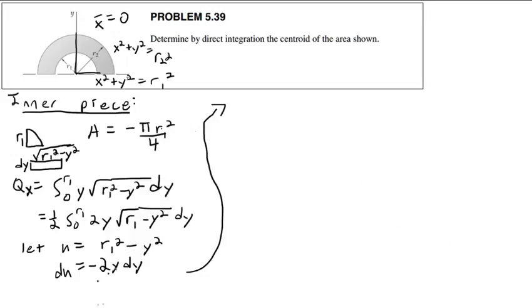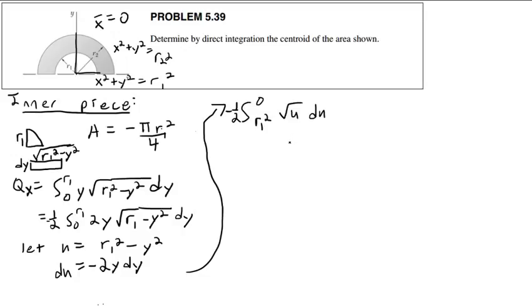So we will then have the integral of, we're going to have 1/2 the integral from, let's say, r1 squared to 0 of, let's say, that's just square root of u du now, isn't it? Maybe negative 1/2? Would it be negative? Yes, it would be negative 1/2. Yes, thank you. Because we have the negative du there.